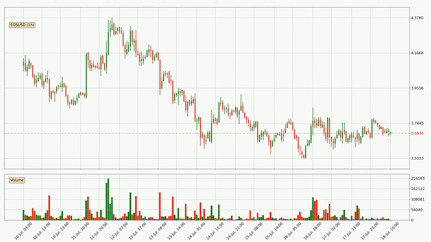Looking at the EOS hourly time frame, the price went up around 3.5%, but then came quickly down again in the last 24 hours, with a current price of 3.68.